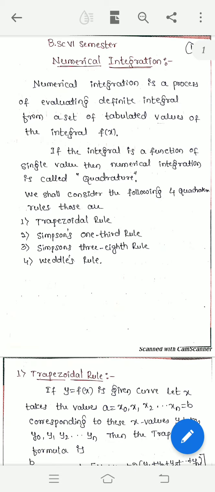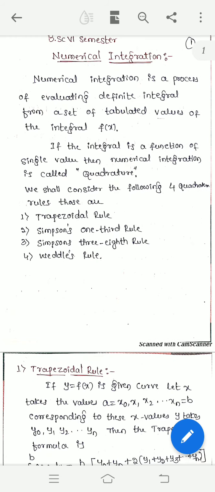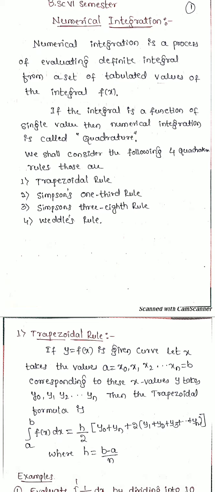Dear students, numerical integration is a process of evaluating a definite integral from a set of tabulated values of the integrand f of x that we can see here. If the integral is a function of a single variable, then that numerical integration is called quadrature. So in this quadrature, we are going to study.